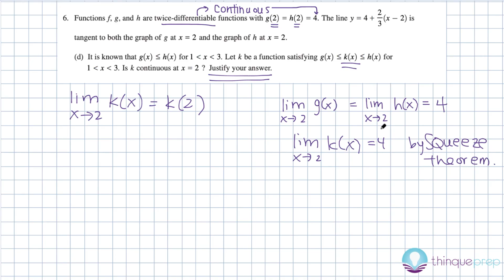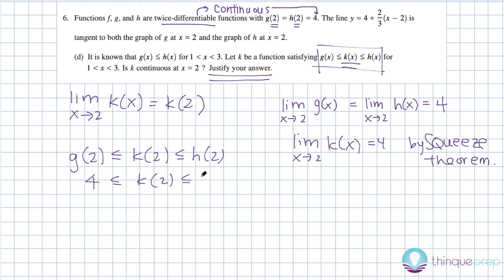Similarly, if we want to show the value of the function, we're going to use this inequality here again, and we can plug in the number 2. So g of 2 is less than or equal to k of 2 is less than or equal to h of 2. And the question itself tells us that the value of both functions are equal to 4. Therefore, we can say k of 2 is equal to 4. How should we type this up then if we want an explanation?